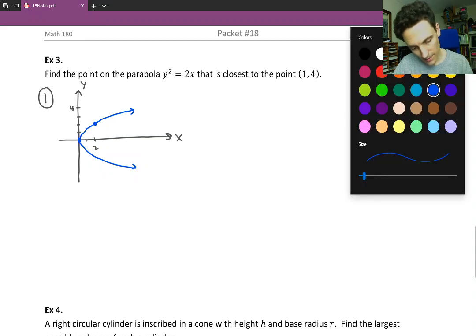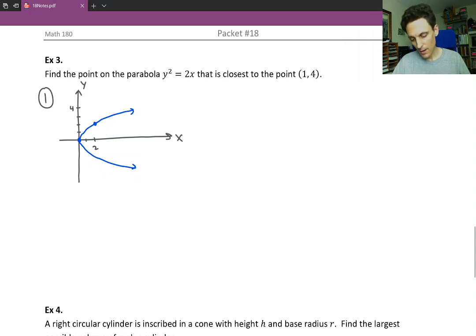Now the problem asks, find the point on this parabola that is closest to the point (1, 4). (1, 4) is right here. Now we could estimate that. We could say, well, maybe it's right around (2, 2), something around there. That looks like a pretty close point, because as you go to the right, the points in the parabola get farther away from (1, 4). And as you travel this way along the parabola, the points get farther away as well. So it's going to be somewhere around here.